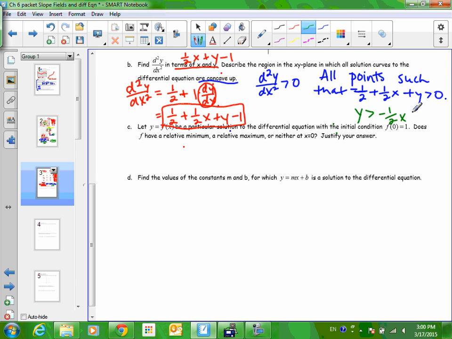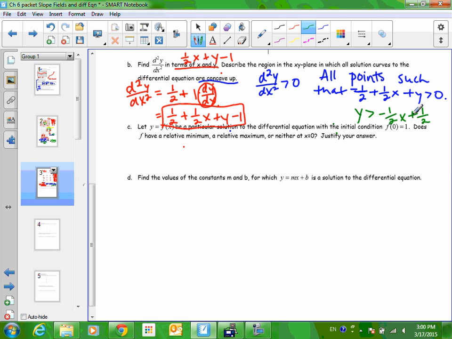You don't have to do that though, because now it looks like an equation of a line. All the points, you know how when you would graph a line and you would write a dotted line and then you'd shade above or below? That's what we're talking about here. All the points in that shaded region satisfy the solution curves being concave up.